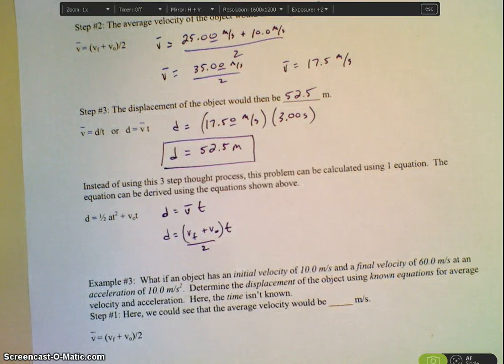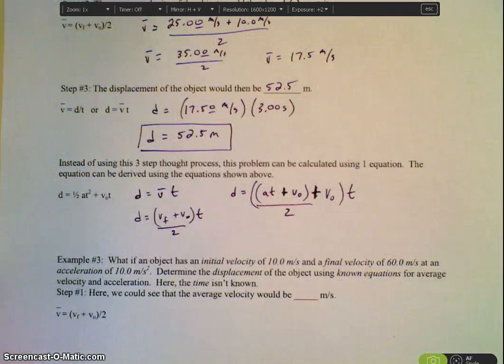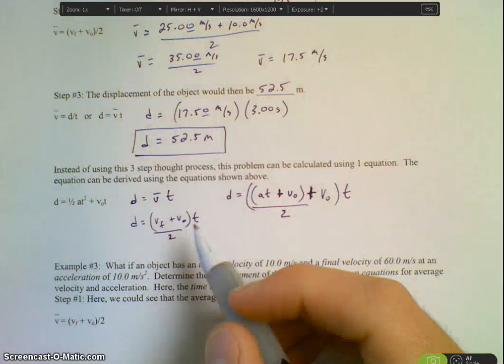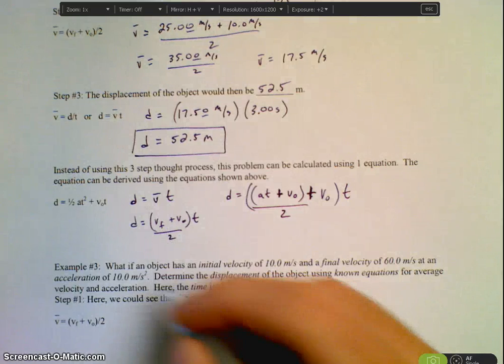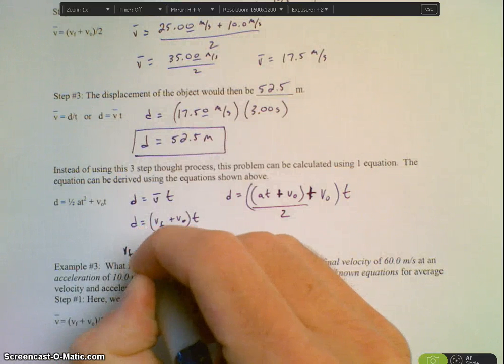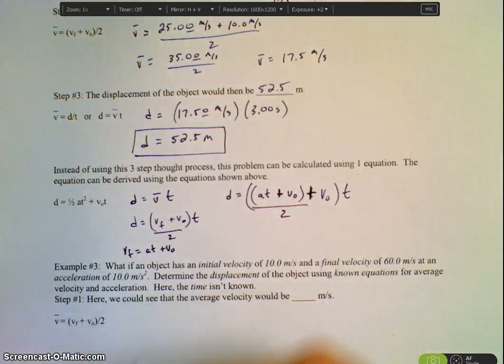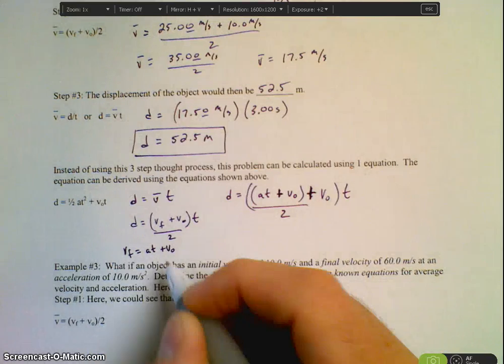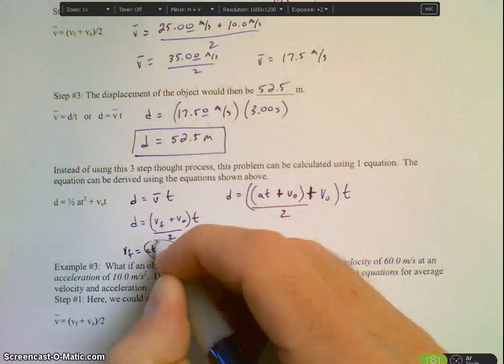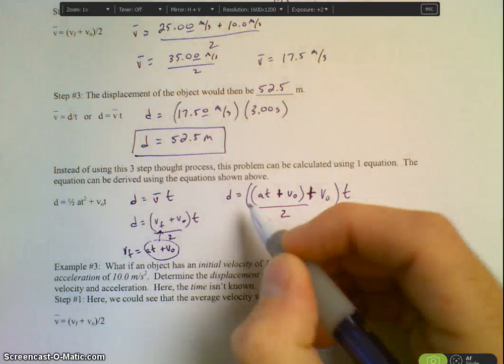Pause and then try that on your own and see if you get what I get. Okay, so let's take a look. If you look in my VF position, again I said VF is equal to AT plus VO. So I took that right there and I plugged it in right to the VF. And you can see that right here.